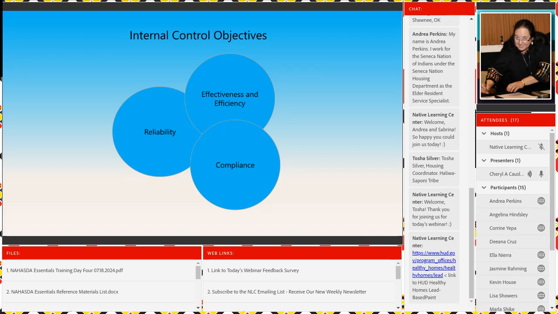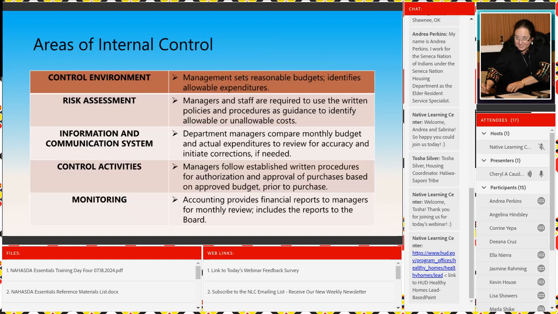If you know what they're going to look for, make sure that you've done it. It'll help. Your internal control objectives: reliability, effectiveness, efficiency, and compliance. Your areas of internal control: your control environment, management sets reasonable budgets, identifies allowable expenditures; risk assessment, managers and staff are required to use the written policies and procedures as guidance to identify allowable and unallowable cost.